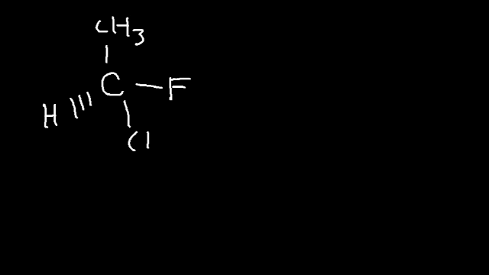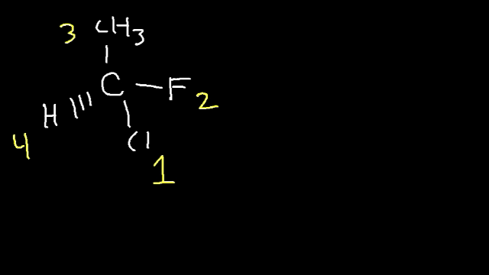So the first thing you need to do is assign priorities to each of the 4 groups. Now, the element that has the highest atomic number is the one that's going to have a higher priority. So looking at the first atoms that are attached to carbon: hydrogen, carbon, fluorine, and chlorine. Out of these 4 elements, which one has the highest atomic number? It's going to be chlorine. So you can look this up in a periodic table. Chlorine has the highest atomic number, so it's going to be number 1. Fluorine has the second highest atomic number, and then it's carbon, and hydrogen is usually the last one.